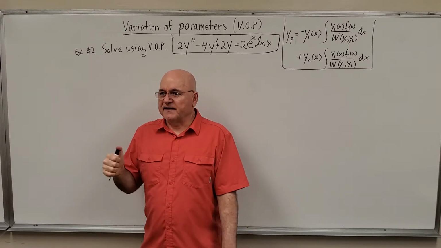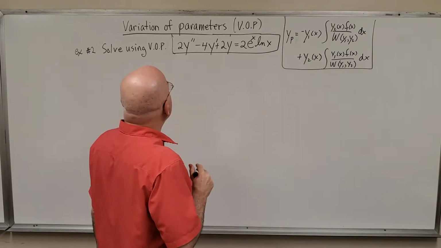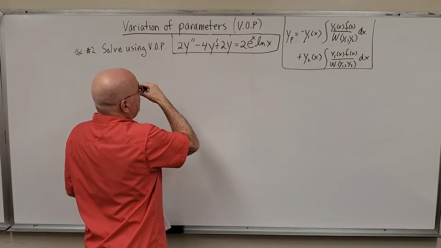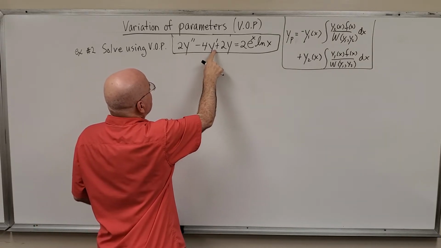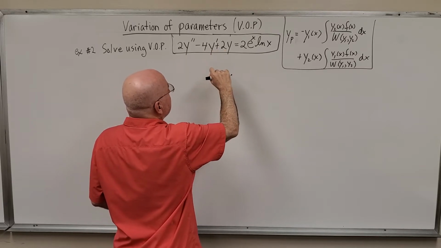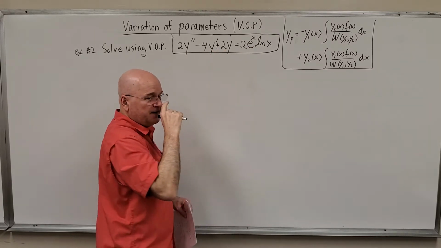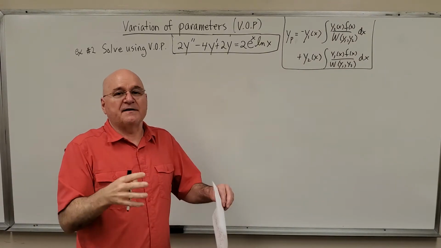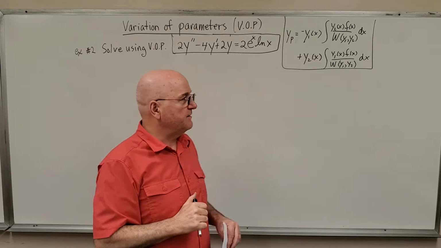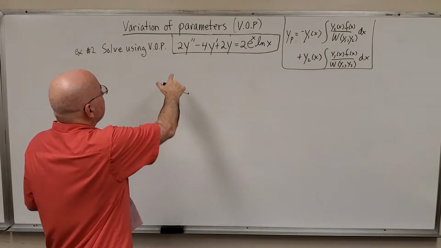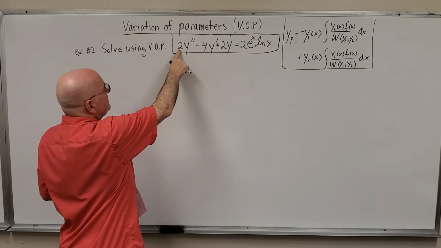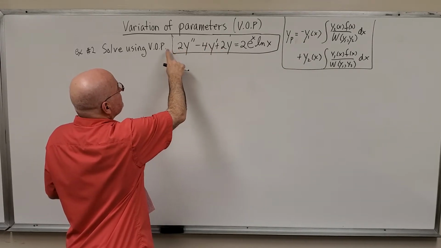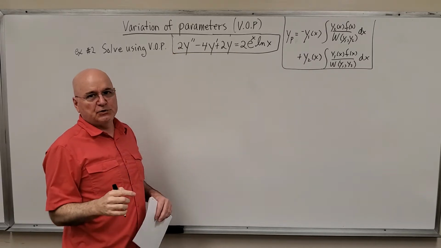Our second and final example using variation of parameters to solve a differential equation. We're going to solve this differential equation: 2y double prime minus 4y prime plus 2y is equal to 2e to the x natural log of x. Now in this form, it's not in the correct form to solve using VOP, variation of parameters, because the coefficients are all constants, but this one needs to be a 1.